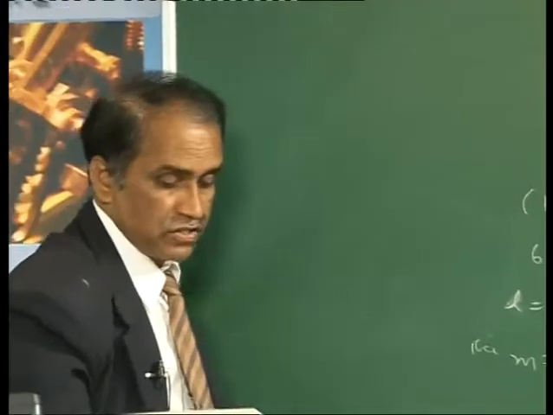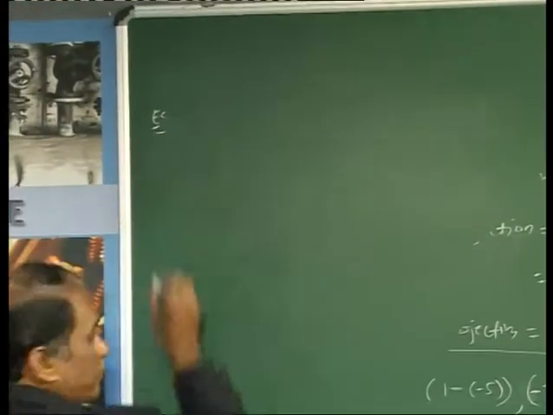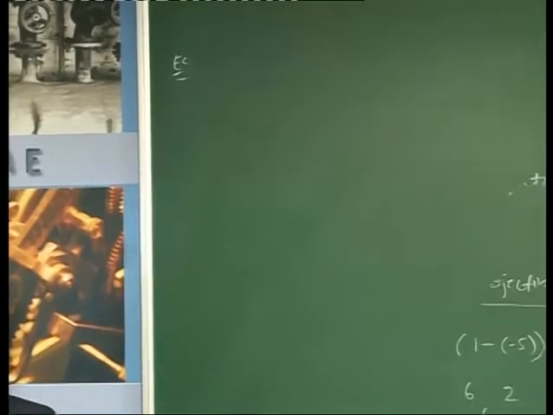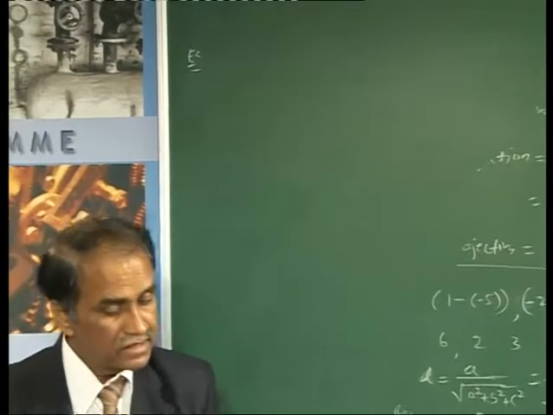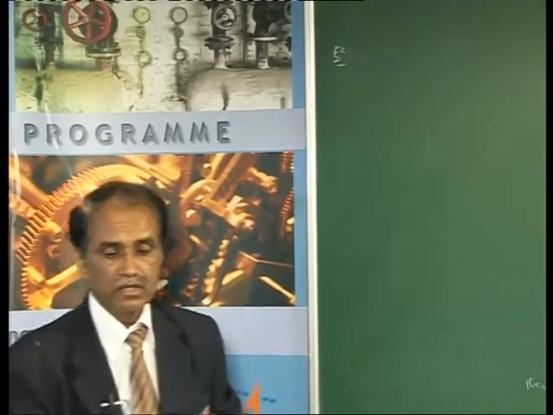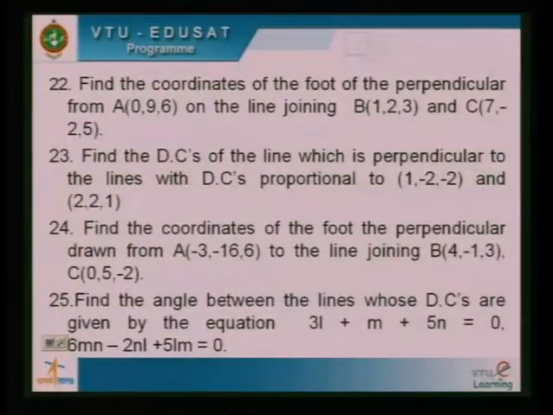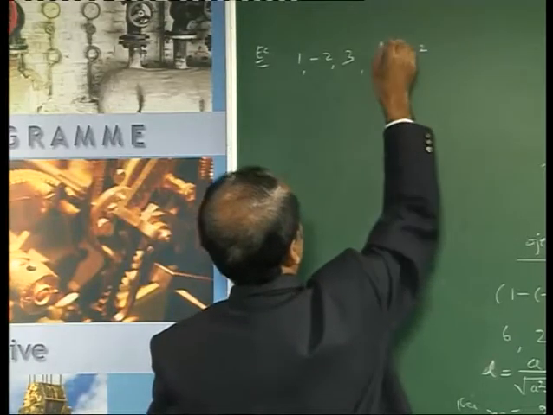And in another situation, you find the angle between the lines whose DCs are given directly, the numerical values. Then discuss the behavior of the straight lines. Find the angle between the lines whose DCs are 1, minus 2, 3. This is one set of DCs. Another set of DCs is 2, 4, 2.